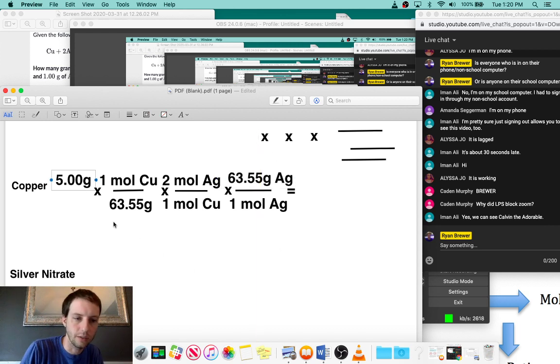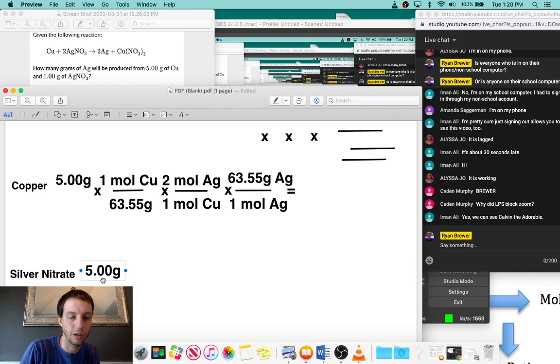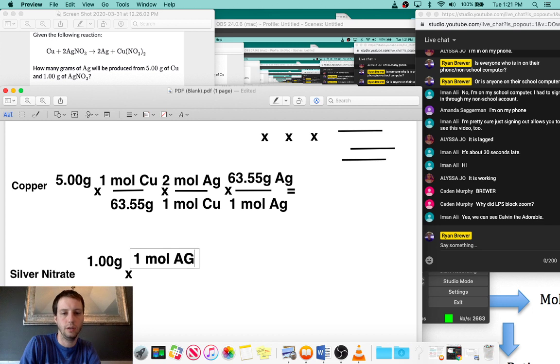Silver nitrate. Let's do the same thing, but instead we are going to find out how many grams of silver it would make. So we were given 1 gram of silver nitrate. By the way, if you see any mistakes, shout them out in the chat. This is 1 mole of silver nitrate, 1 mole of AgNO3. I'm not going to do subscripts.